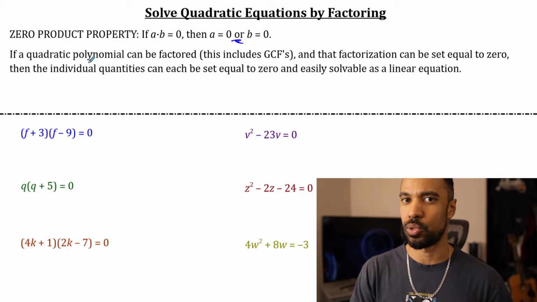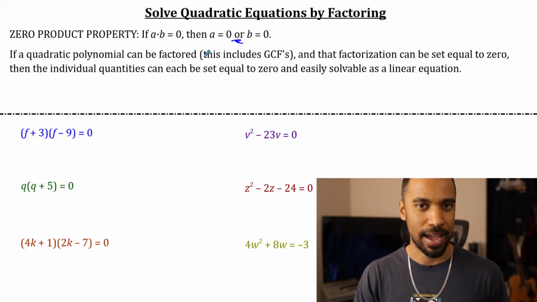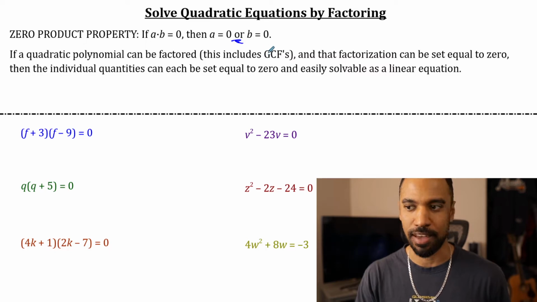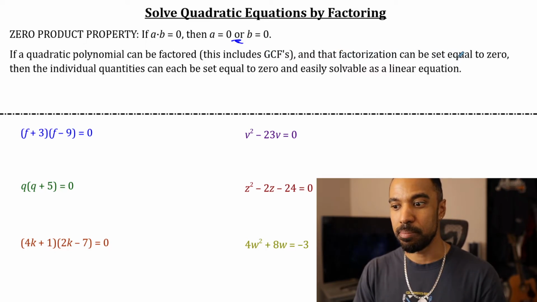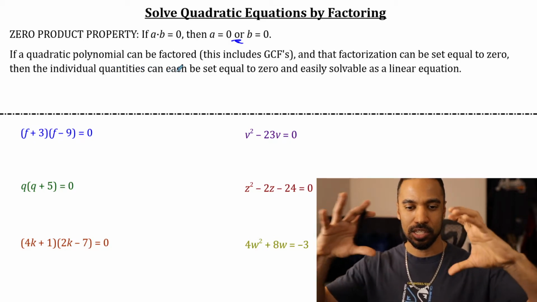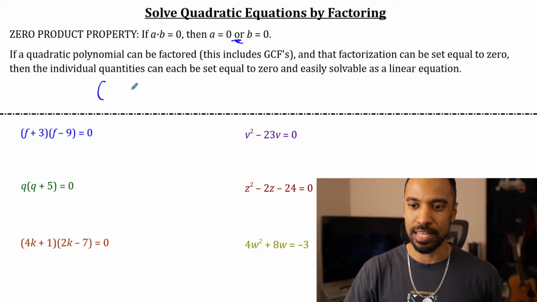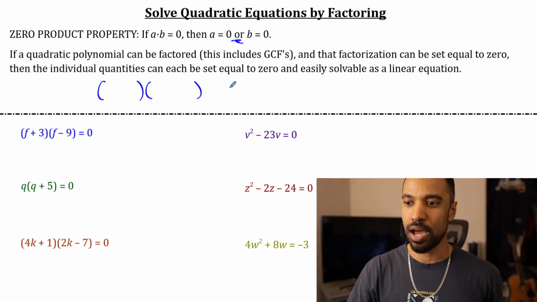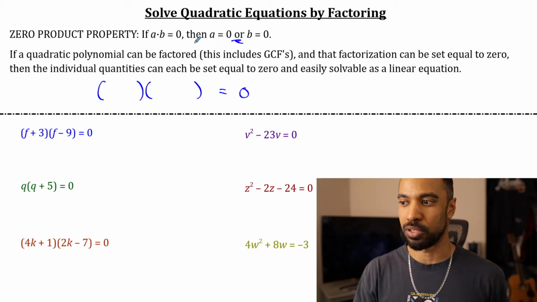So let's look at how that works here. What does that have to do with our quadratic equations and solving them? Well, if a quadratic polynomial can be factored, this includes getting a greatest common factor, and that factorization can be set equal to 0, then the individual quantities, the ones when we factor, can each be set equal to 0. And easily solvable as a linear equation.